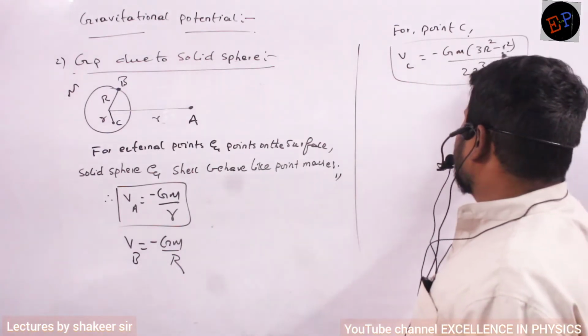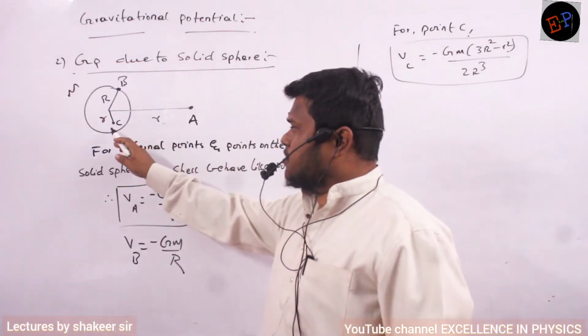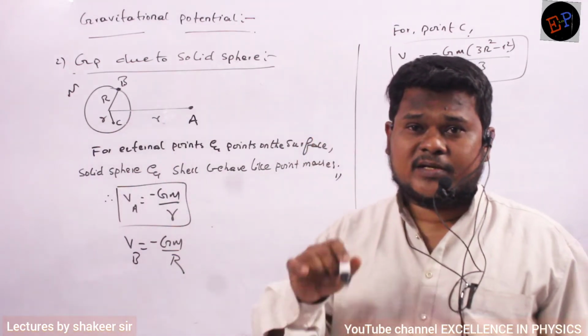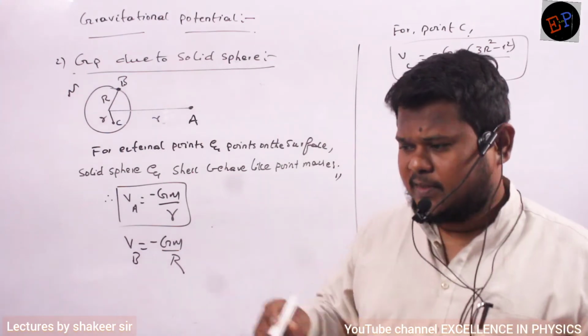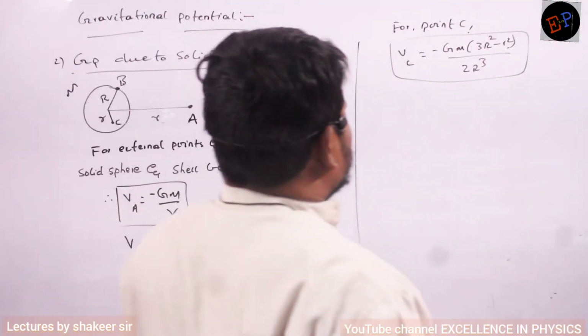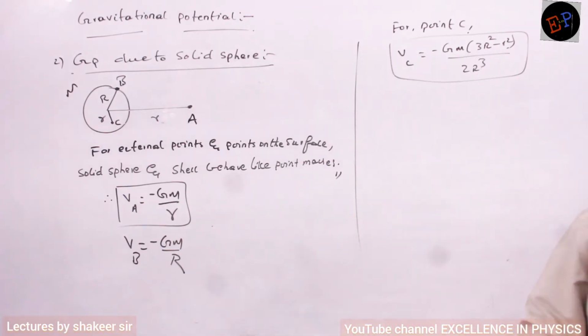Now see, what is meant by r here? r is the distance of that point C from the center, and that point is present inside the sphere. Then this is the equation. Right. And then we will write some cases. So minus GM into (3R square minus r square) by 2R cube.